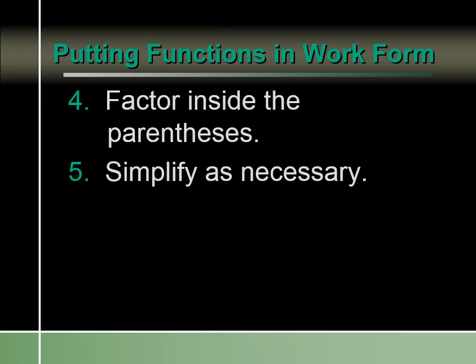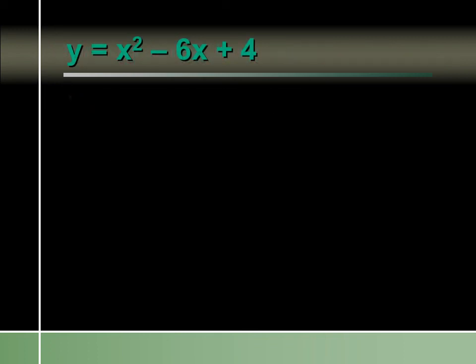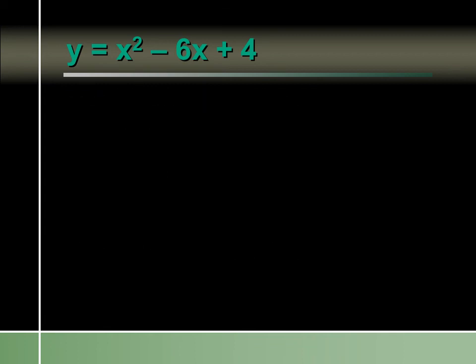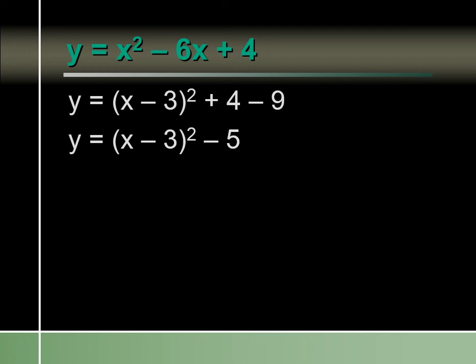So let's go ahead and look at an example of what this is going to look like. This x squared minus 6x plus 9, that's a perfect square, right? So x squared minus 6x plus 9 factors into (x minus 3) times (x minus 3), which we just say is (x minus 3) squared. Okay? Now the last step is to simplify. So 4 minus 9 becomes negative 5. And now I have an equation in vertex form. If you notice, I have my h value here and I have my k value here.